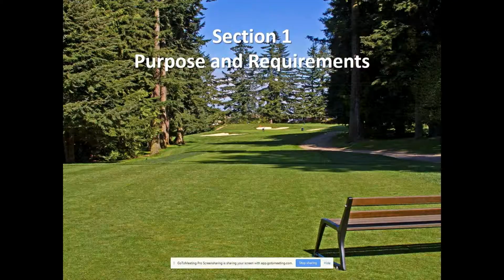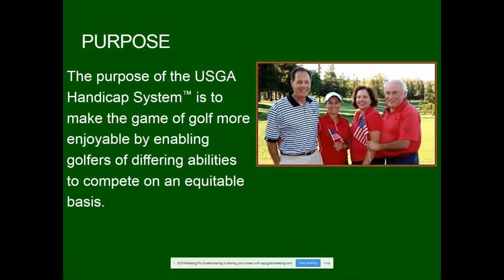So let's jump right into Section 1, the purpose and requirements. As we know, the purpose of the USGA Handicap System is to make the game more enjoyable by enabling golfers of different abilities to compete on an equitable basis. That's been the guiding light for many, many years. What's great about golf is that we have a system that allows us to play against every ability. You don't see that in a lot of sports. That's what makes golf truly a great game across different ages and abilities.